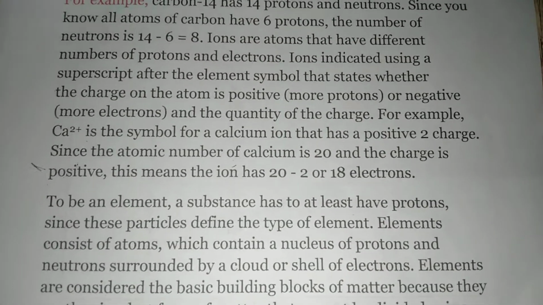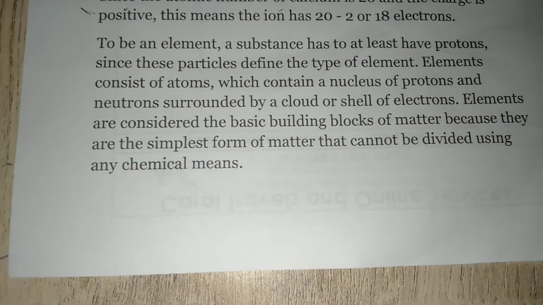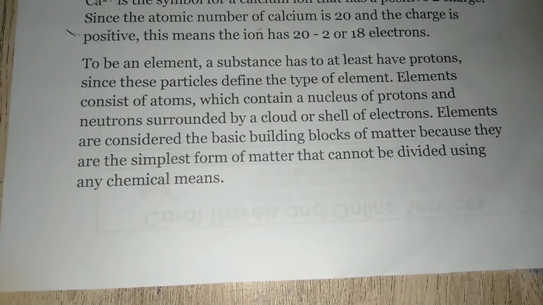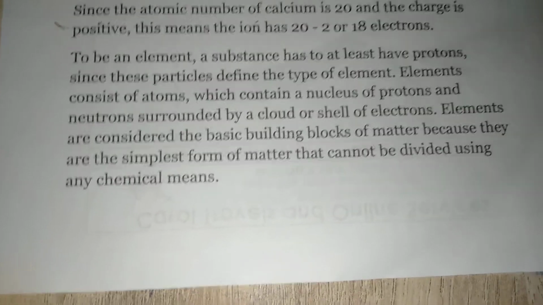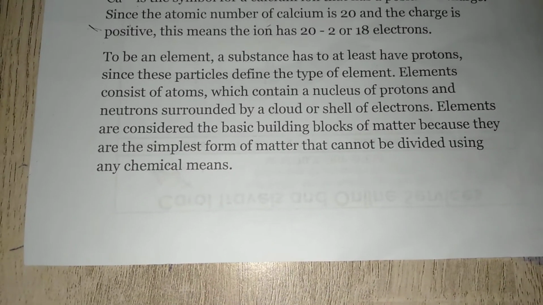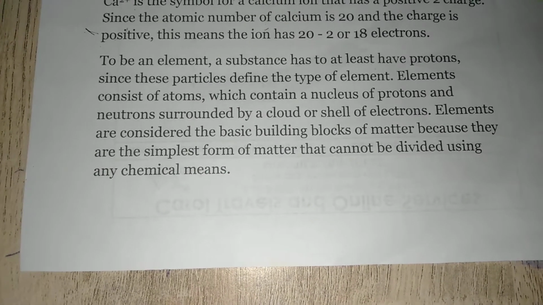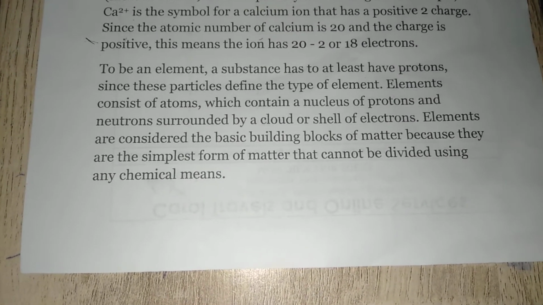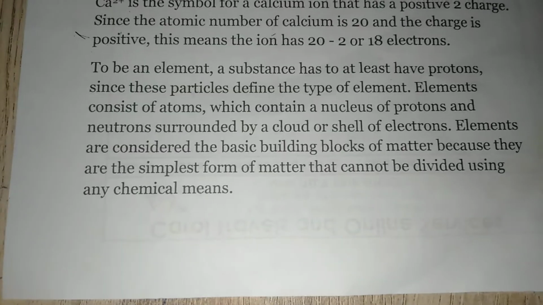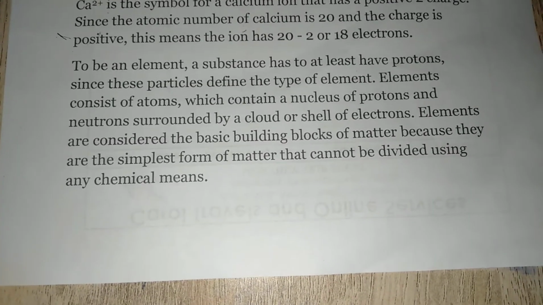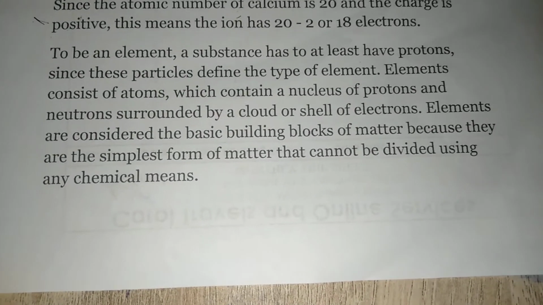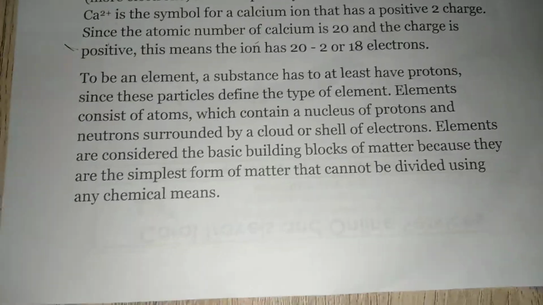2, or 18 electrons. To be an element, a substance has to at least have protons. Since these particles define the type of element, elements consist of atoms which contain a nucleus of protons and neutrons surrounded by a cloud or shell of electrons. Elements are considered the basic building blocks of matter because they are the simplest form of matter that cannot be divided using any chemical means.